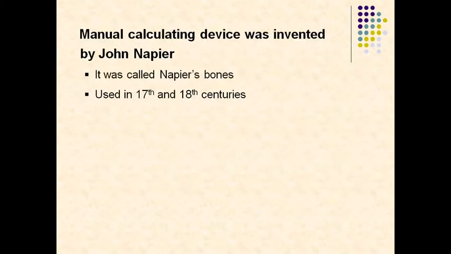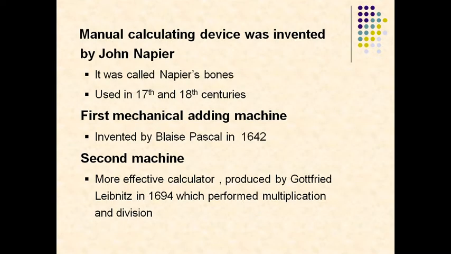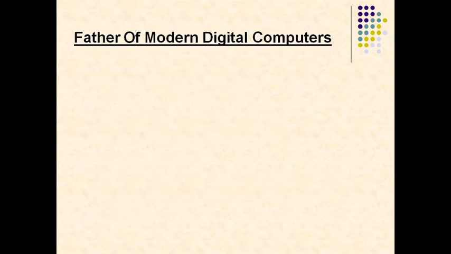Okay, students. Now, next is the first mechanical adding machine, invented by Blaise Pascal in 1642. The second machine, a more effective calculator, was produced by Gottfried Leibniz in 1694, which performed multiplication and division.